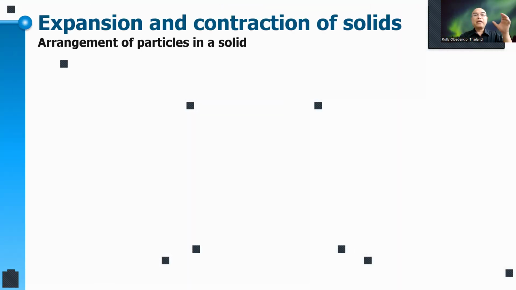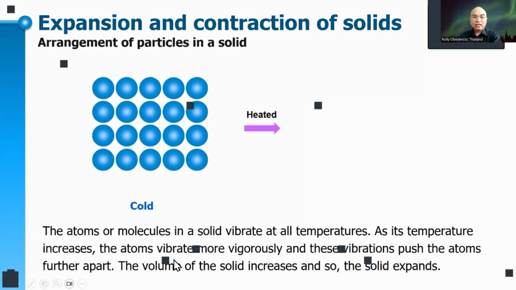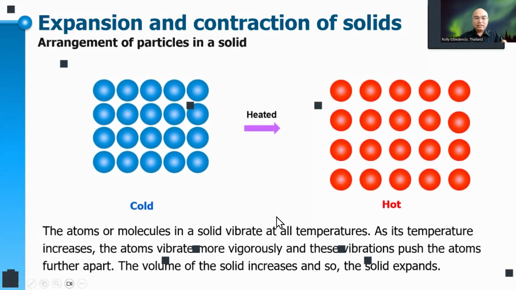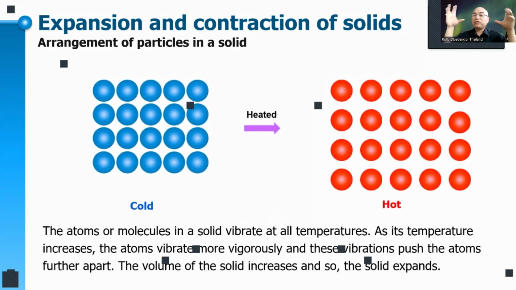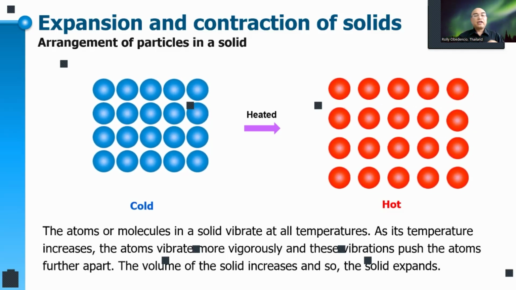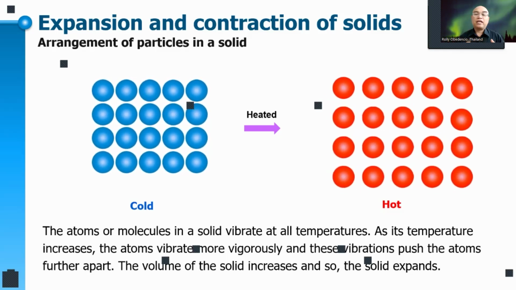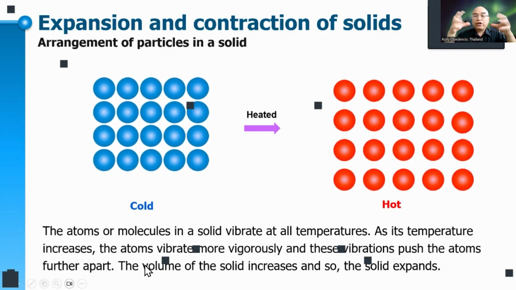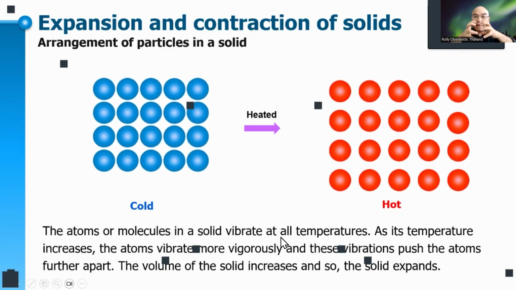All right? So, now, what about the expansion and contraction of solids? The arrangement of particles in a solid is like this. So you have this cold and you have this, when it is heated, it moves like this. So the atoms or molecules in a solid vibrate at all temperatures. As its temperature increases, the atoms vibrate more vigorously, and these vibrations push the atoms further apart. So the volume of the solid increases, and so the solid expands.